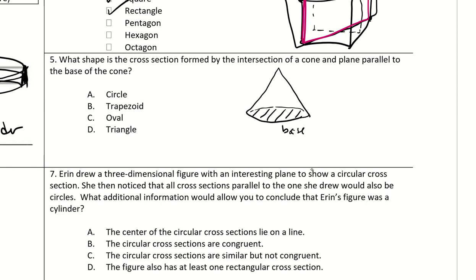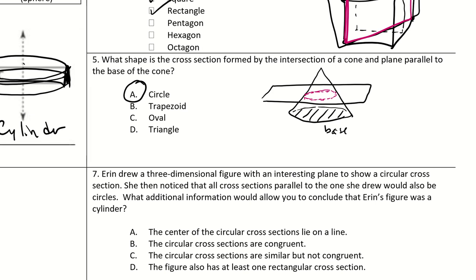right? So if I cut it with a plane that is parallel to that, well, then what's the shape going to be? Well, if I slice it that way, I'm going to get a circle. If I slice it and stare down at it, that shape there is going to be a circle. So that's going to be A.